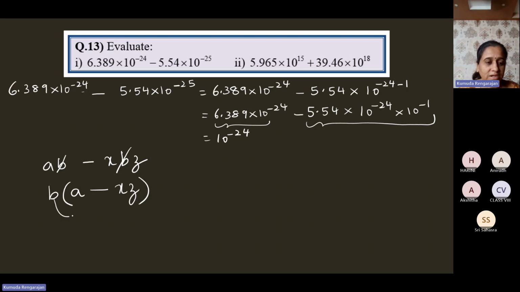Now see here. B into A is AB. And B into XZ is XBZ.